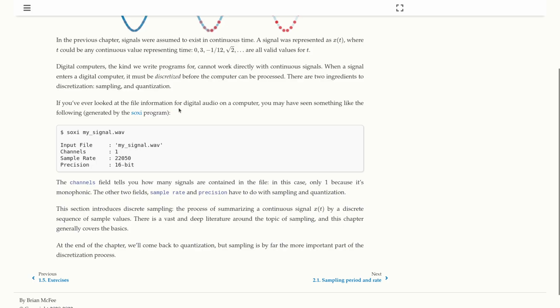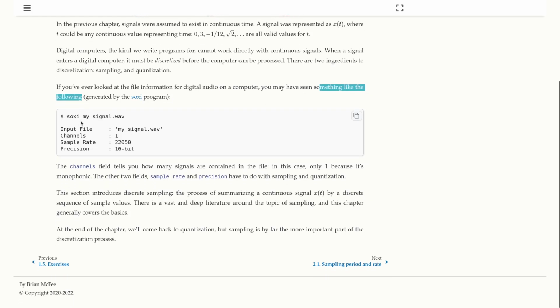If you ever look at the file information for digital audio, you may see something like the following. Channel, sample rate, precision. The sample rate tells you about the sample rate, and the precision is about quantization, so how many bits are used for each sample, I think. And channel tells you how many signals are contained in the file.